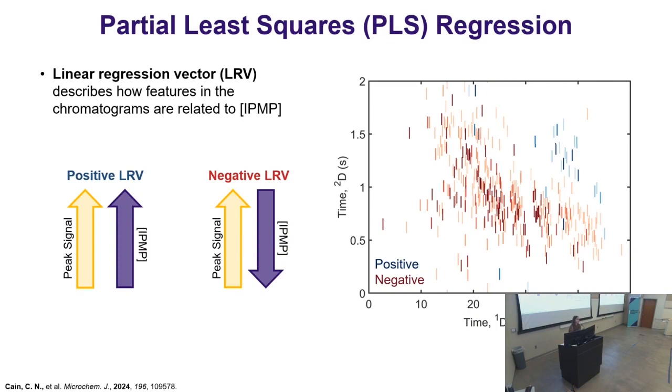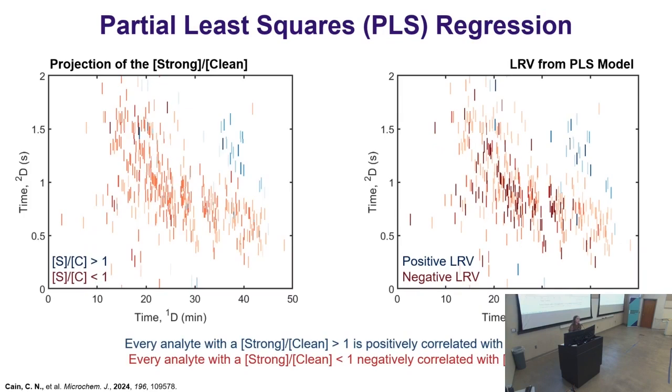So I projected all those linear regression vector values onto those peak windows surrounding each one of our peaks in our chromatogram. And what's really interesting is that if we compare that linear regression vector from our PLS model on the left-hand side to the projection of the signal ratios that's on the right-hand side, we see they look pretty much the same.